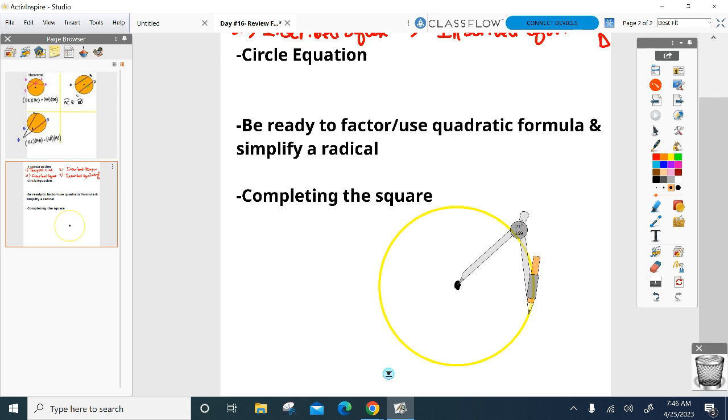What's up? Completing the circle. I forgot. What's completing the circle? Right there. Or no, completing the square. So, yeah, I'll get there. Okay. I'll get there. Everyone good?